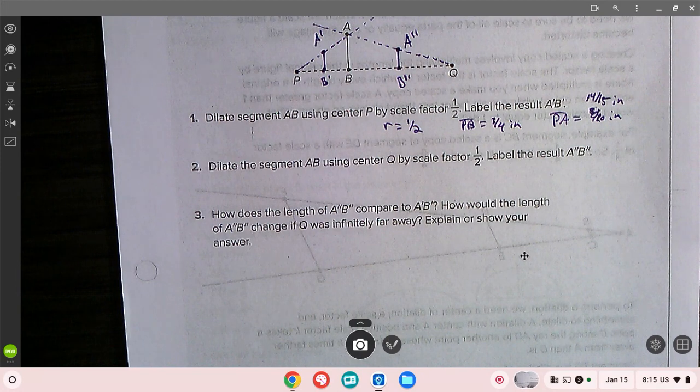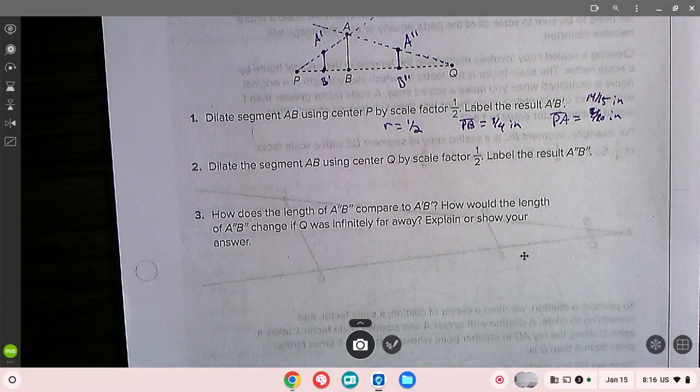So does anybody want to try to explain that? Why does the distance of Q not really matter for how far away we are from our original one? Because we're not really measuring Q. It's more of the center. We're more focused on the center. Sure, you need the measurement of it, but if it's infinite, you still have the measurement of it. I don't know how to explain it.